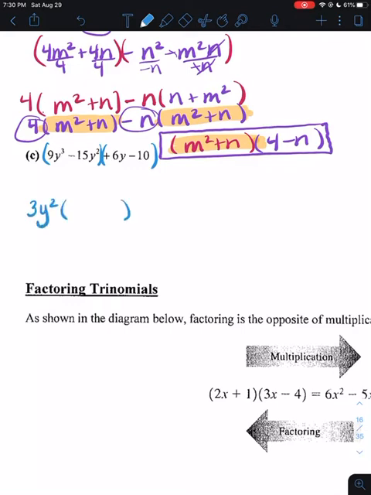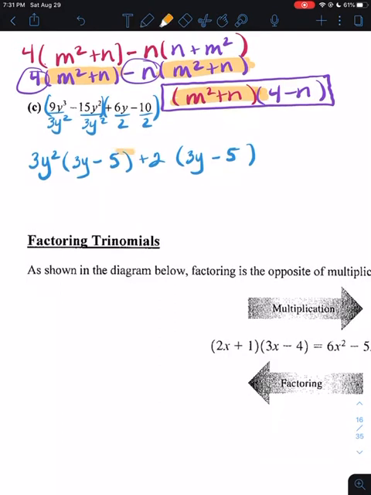Then if I come back and divide both of these by 3y squared, 9y cubed over 3y squared is just a 3y. Minus 15y squared over 3y squared is just 5. In my second parentheses, my greatest common factor would be a positive 2. So I divide both terms by 2. 6y divided by 2 is 3y minus 5.